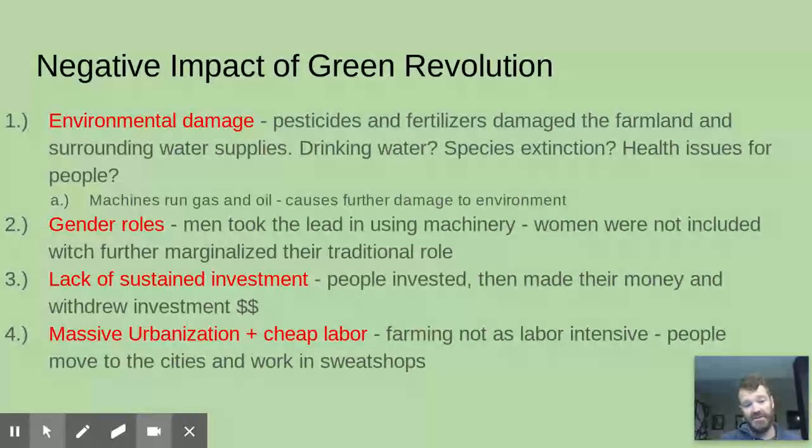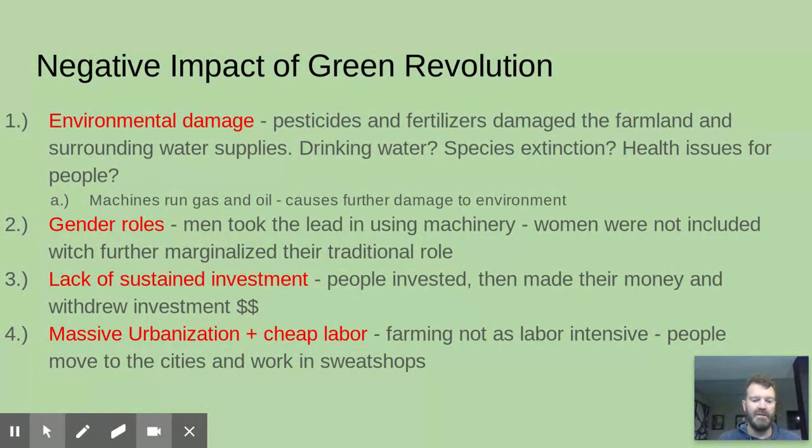And their traditional role, right? That they're supposed to stay at home and do this. Well, the job opportunities aren't there when things become more mechanized. And if the women were going to go work in a factory, now all this surplus of people is going to go to the city. So those women are getting pushed out of that because most of the people going to the cities are men. So the gender roles, that's the negative, right?